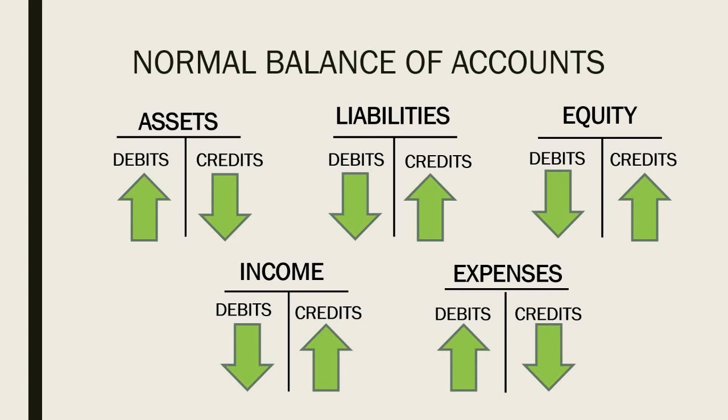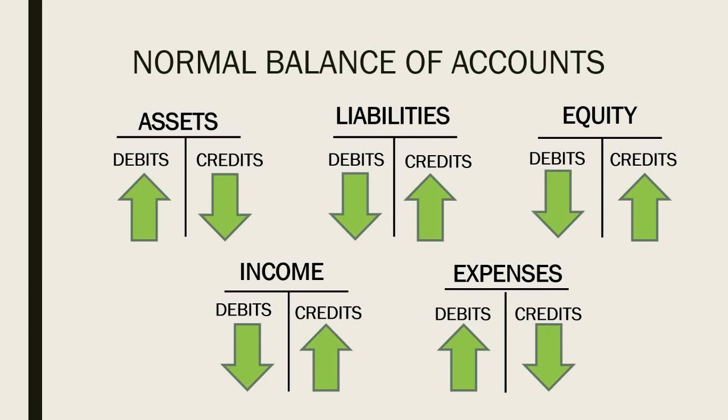Liabilities. Liabilities is something that you owe, right? So if you owe more people, then you're going to increase it with a credit. And when you pay those people off, you're going to decrease it with a debit. Okay? This is similar to equity. Again, if I invest more money into my equity, it would be increased by a credit. And then if I take money out, so I withdraw from my company, I'm going to decrease it with a debit. All right?